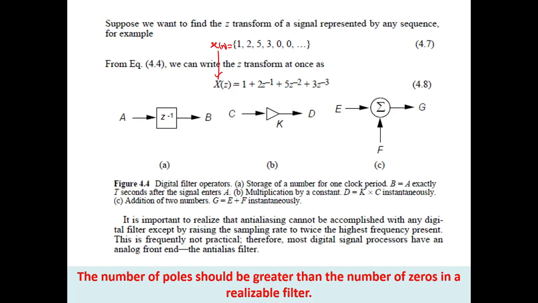xn will become X(z), which is equal to, there is no pivot, so 1 multiplied by z to the power minus 0, because n is equal to 0, 1, 2, 3 and so on. So you see 2 into z to the power minus 1, 5 into z to the power minus 2, 3 into z to the power minus 3.